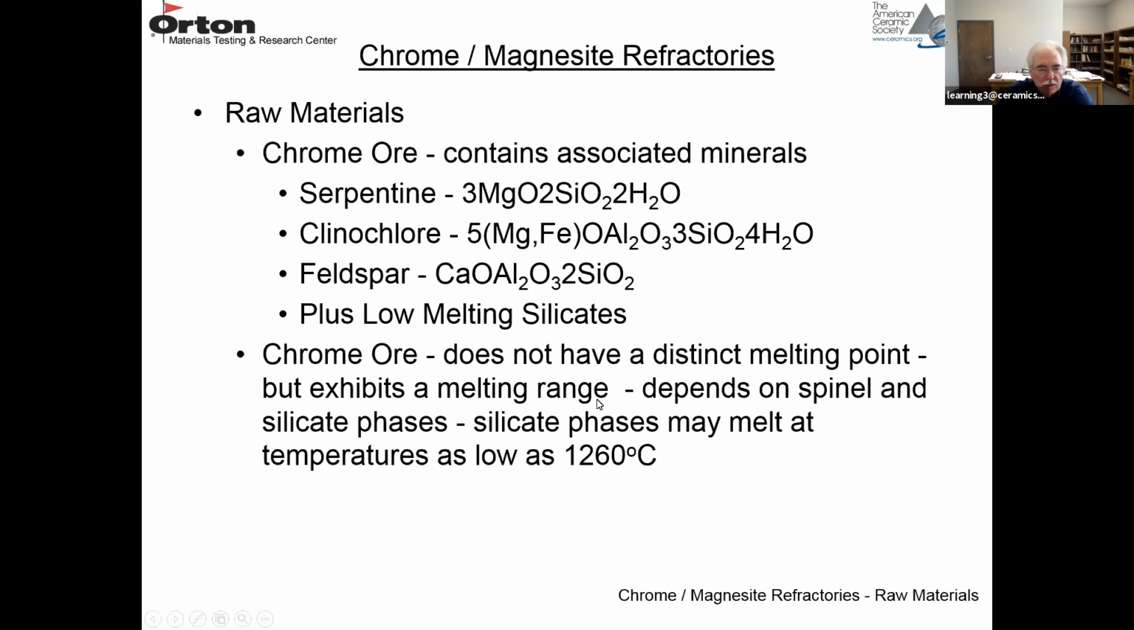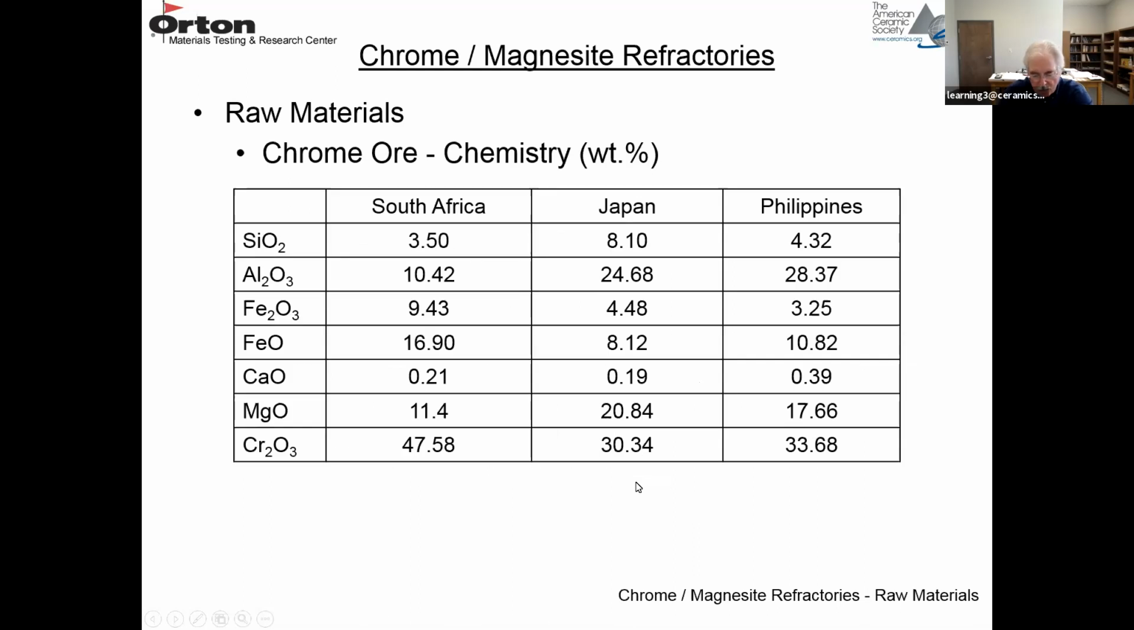It's basically, the matrix is a silicate, which is a glass. Glass does not have a distinct melting temperature. It just softens as you increase the temperature. So the chrome ore doesn't have a distinct melting point. It just becomes less viscous as you increase the temperature. And that's a function of the spinel phases and the silicate phases that are present. Some of these silicate phases are melting at low temperatures as low as 1260 degrees C. So the chrome magnesite materials are rather messy with all the different possible chemistries and compounds and silicate phases that can form.